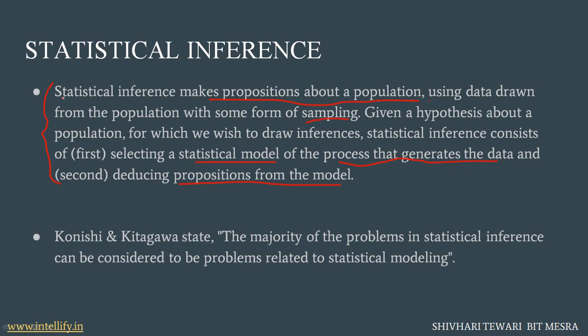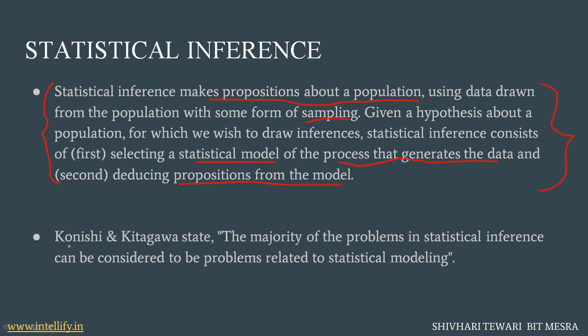Statistical inference is making a proposition about a population. That means a proposition deduced from the population from which we have drawn data in the form of sampling. That data is used for some hypothesis, and then we draw some inferences about that particular data. After that, we deduce some proposition using a statistical model which is used to process the data, for the process of data generation. So this is how statistical inference works.